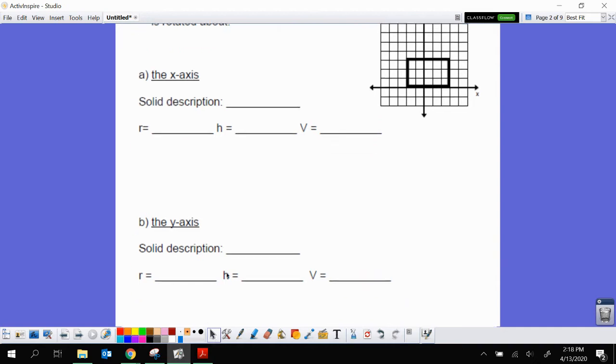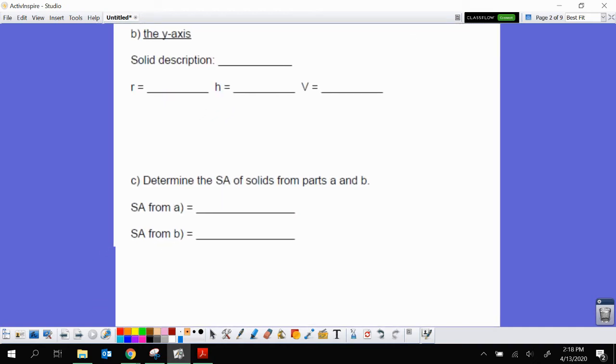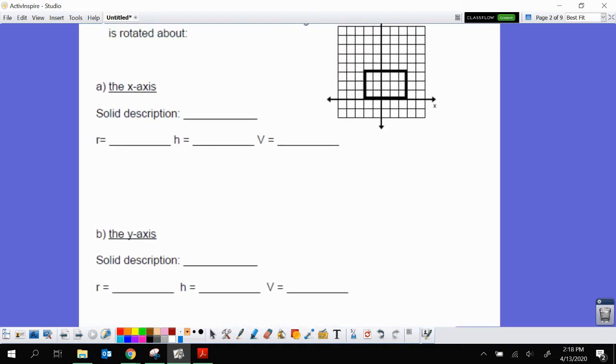There we go. Okay, so now when we talk about the surface area, think about what surface area here would look like. We would have the surface area from part A. Okay, so if we go over the x-axis with this cylinder, we already have that information. Our radius was 3 and our height was 5.